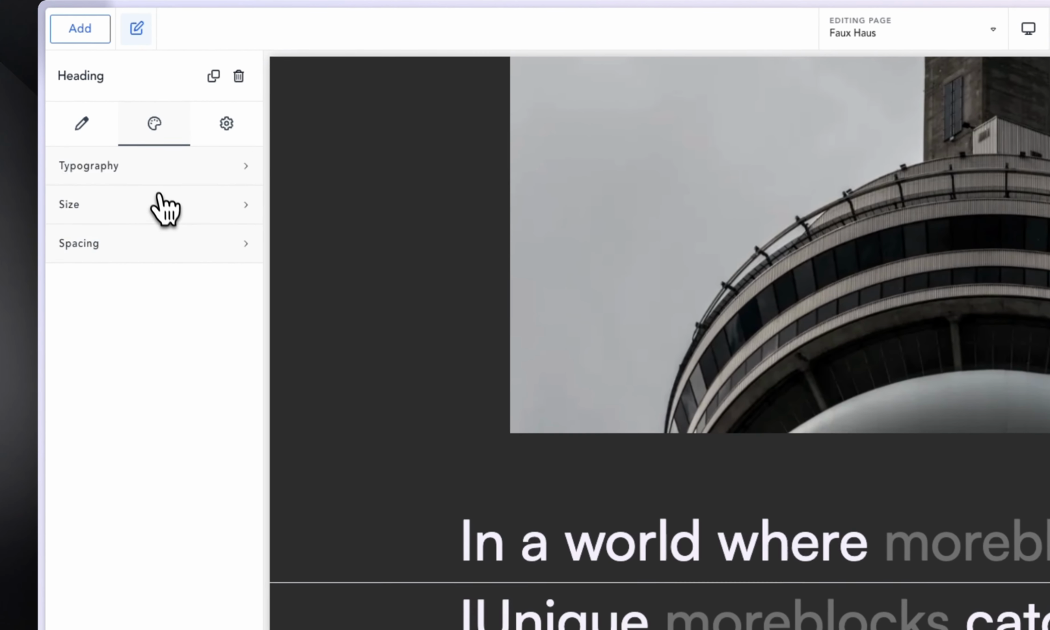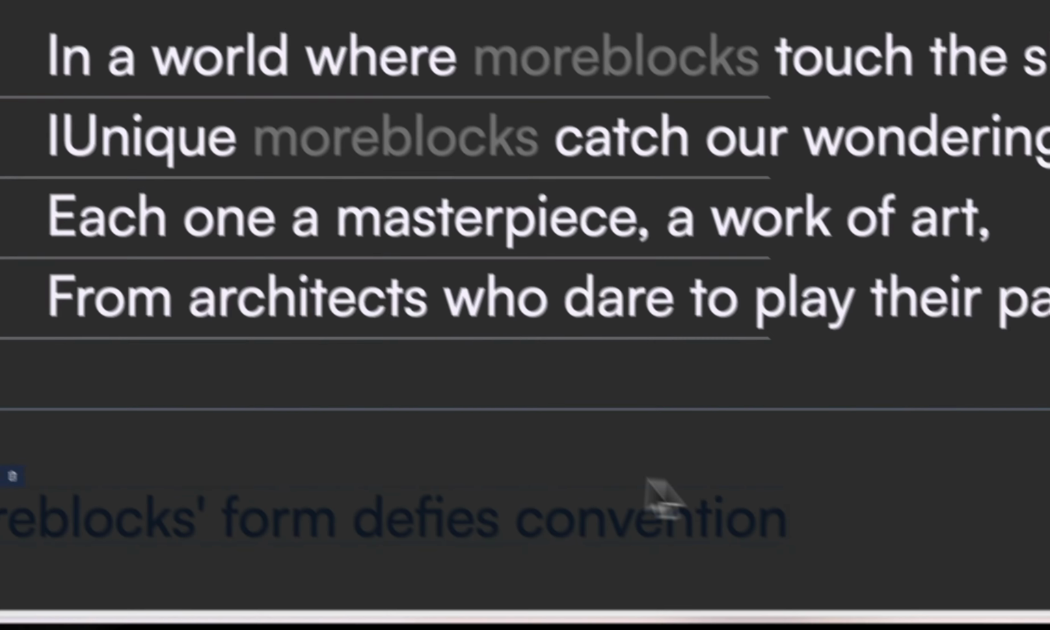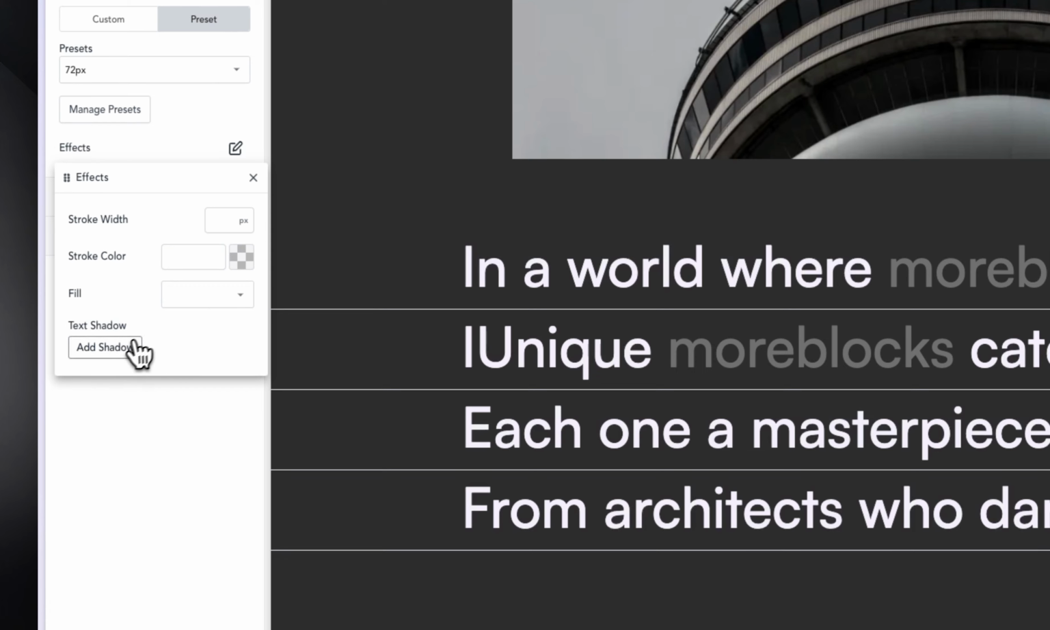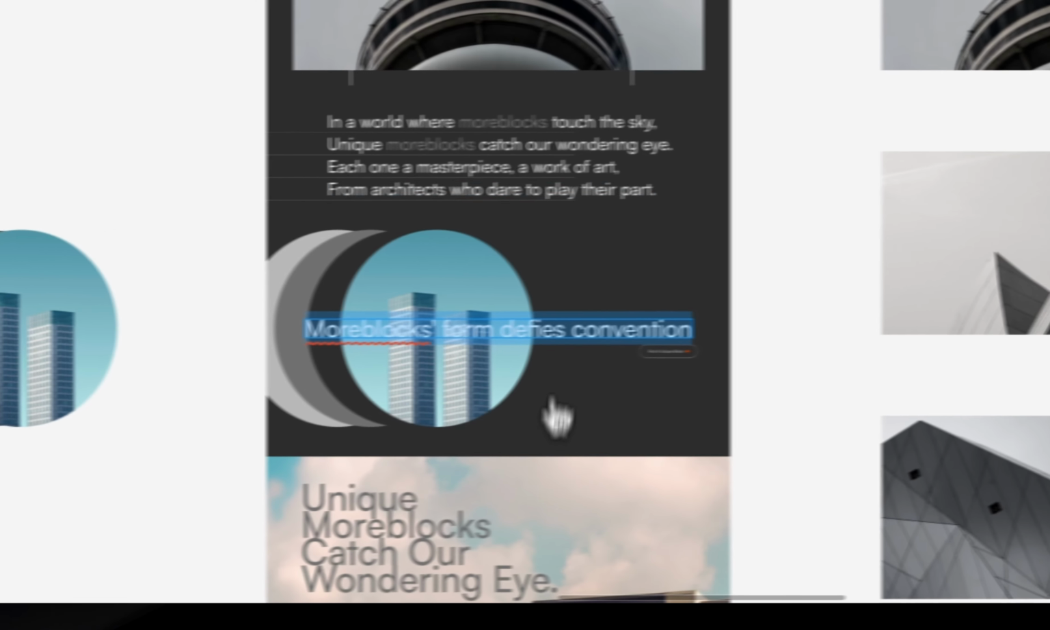Probably I'm not going to use 100 pixels. I'm going to use 72. So let me use the 72, and then go into effect, and then text, not shadow, but fill into gradient, and then let me choose this gradient.